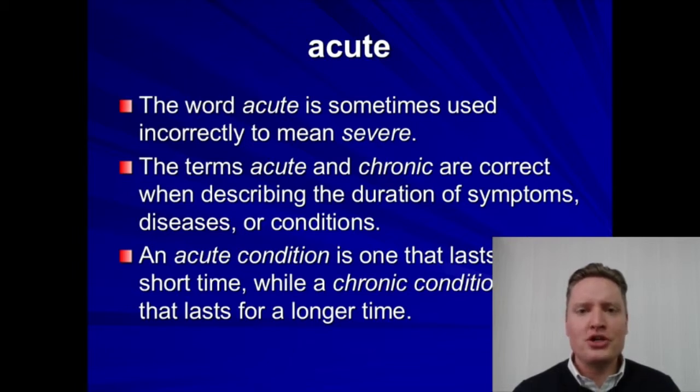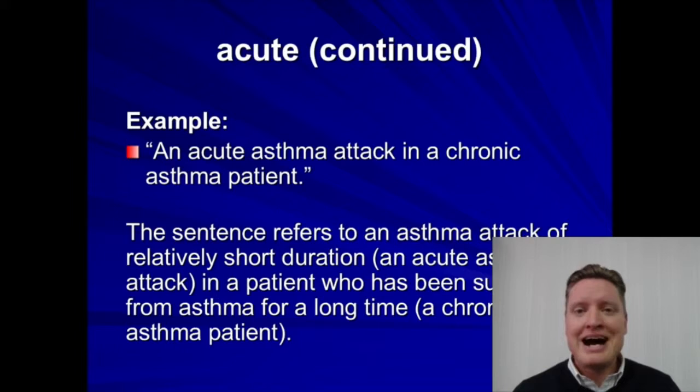Don't use the word acute incorrectly. Now, the problem that we see with the word acute is sometimes people use the word acute to mean severe. But that's not the meaning of the word acute. Acute means short-term, and the opposite of acute is chronic, which means long-term. So here's an example. An acute asthma attack in a chronic asthma patient. This means the attack was short-term or acute, but the patient had asthma for a long time or long-term or chronic.